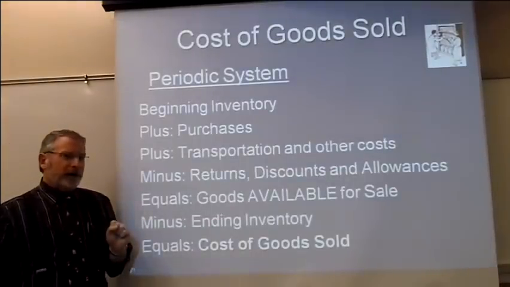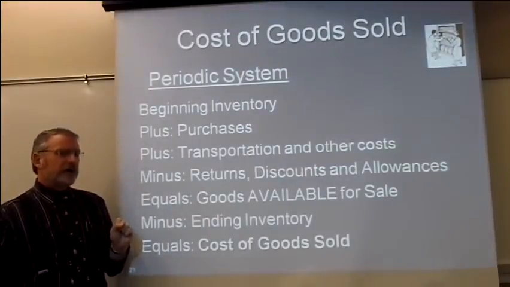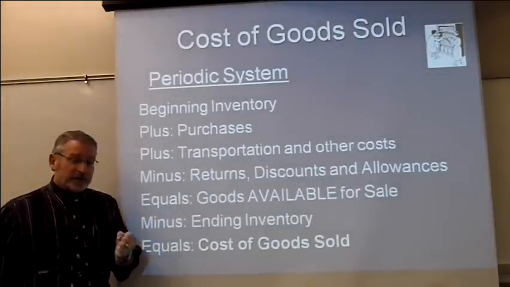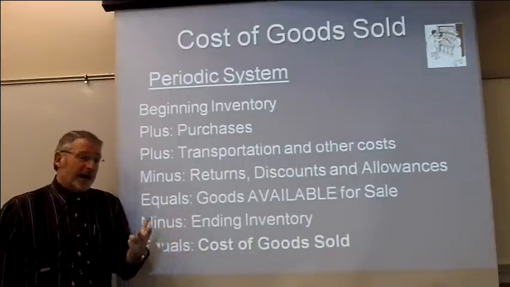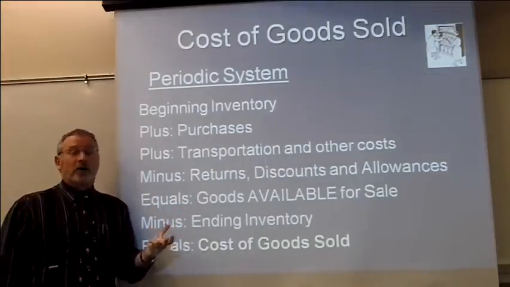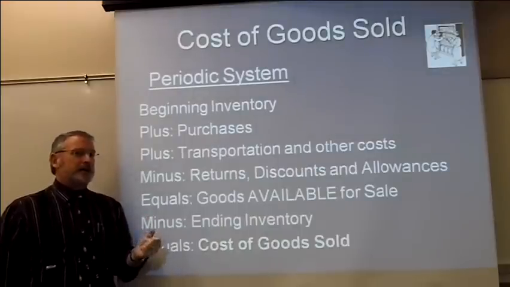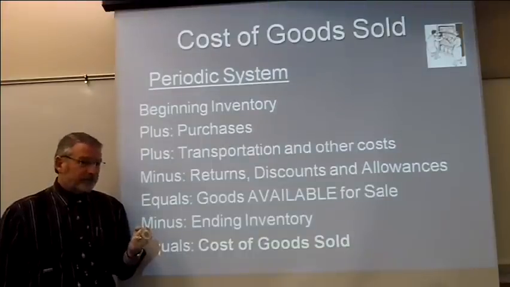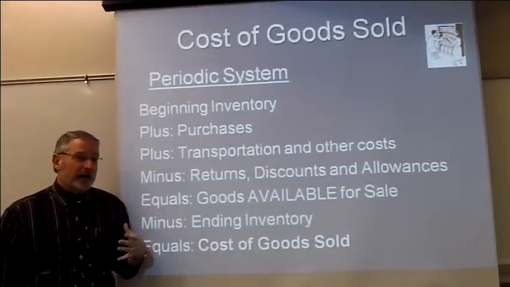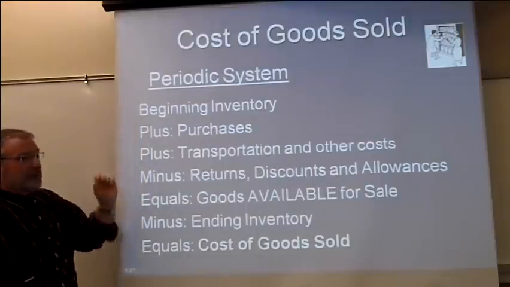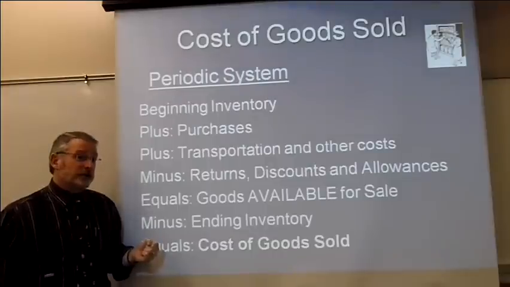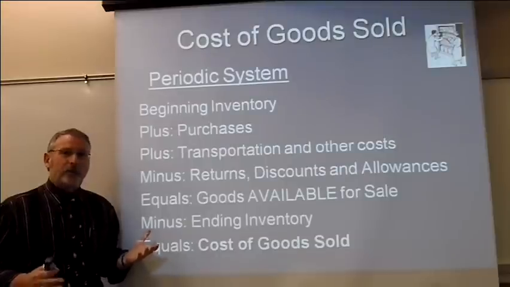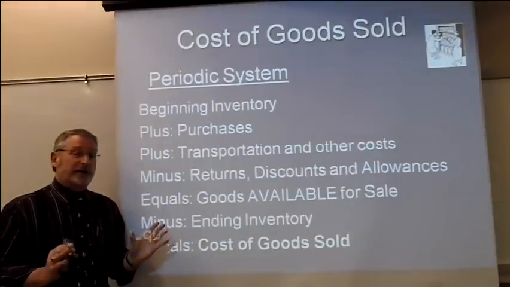Under a periodic system, the calculation of the cost of goods sold is actually a calculation. Under the perpetual system, we were perpetually or continuously updating an actual general ledger account called cost of goods sold. We don't do that as we sell things to our customers here. But under the periodic system, we do occasionally have to determine that. So the way we determine the cost of the goods that we sold is by figuring out what we paid for everything and subtracting from that what we still have. That means everything else has been sold.